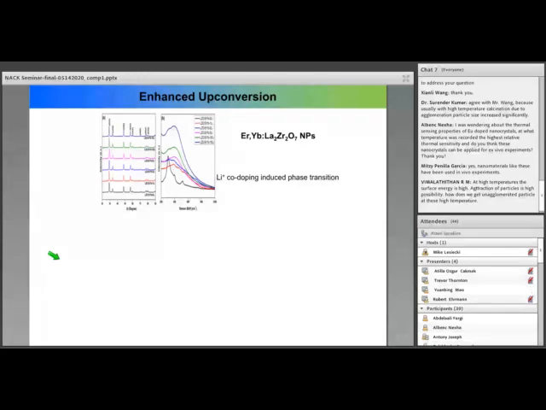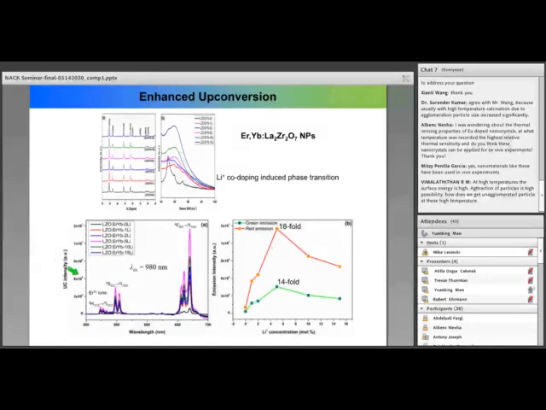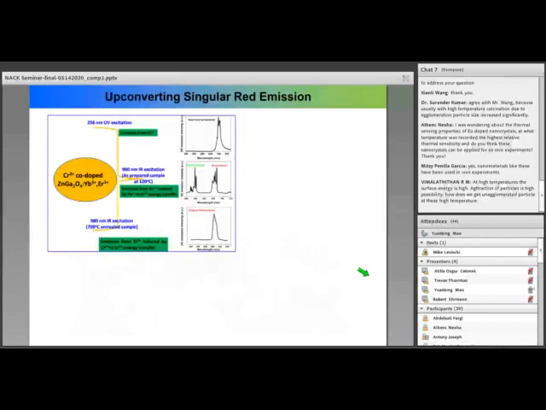But here, what we did differently is we co-doped this material with lithium, and we see that we get a phase transition, and that actually helped us to increase the luminescence. For the green peak shown here, it increased by 14%. For the red emission, it increased by 18%. Because of the time, I don't want to explain why there is a peak at that doping level, but that's the basic idea.